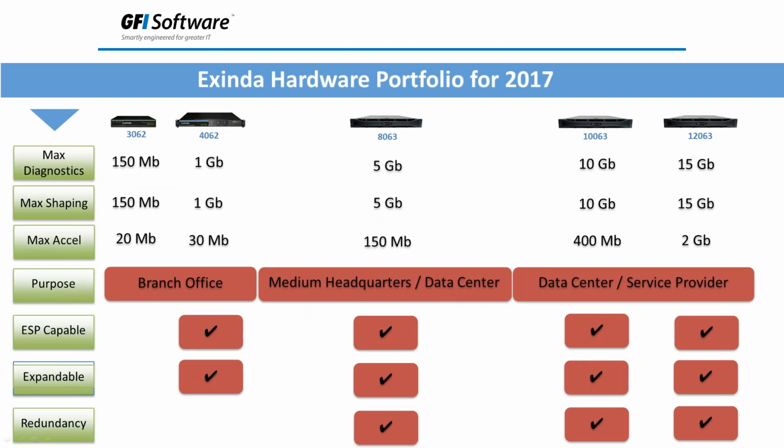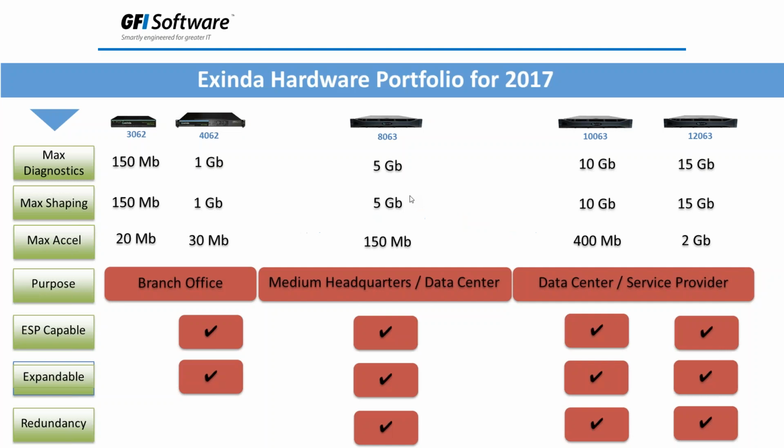So if you look at the Exinda hardware portfolio, with the 3062 you want to look at bandwidth, and at the characteristics of how much bandwidth is coming into the building itself. So the 3062 starts at 150 for diagnostics and shaping. Then we go up to 1 gig, and then the 863 is 5, and so on, up to 15 gigs with the 12063 or 12K.